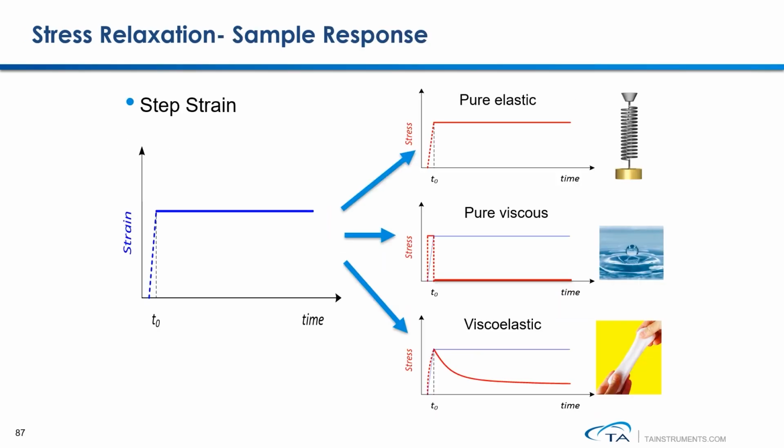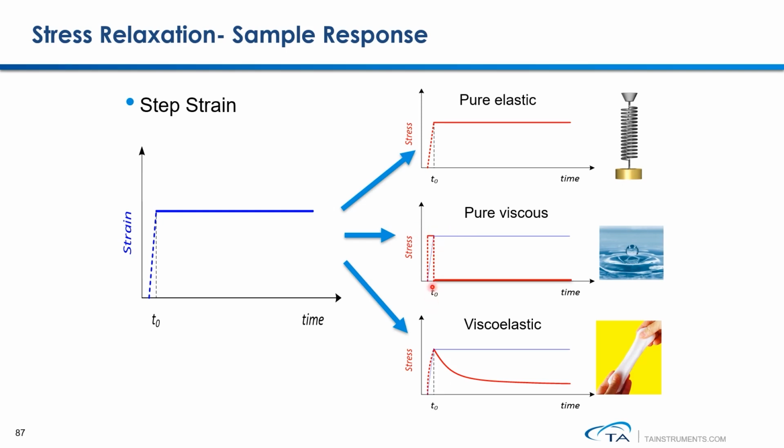When you perform a stress relaxation experiment on a purely elastic material such as a spring, here is the stress curve you will observe. Once you apply a strain, the spring will immediately respond with a certain stress. As long as you hold the strain constant, the stress holds constant as well. There is no relaxation. If you perform a stress relaxation experiment on a purely viscous material such as water, once you apply a strain, the sample will simultaneously respond with a certain stress, but this stress will relax to zero in an extremely short time.